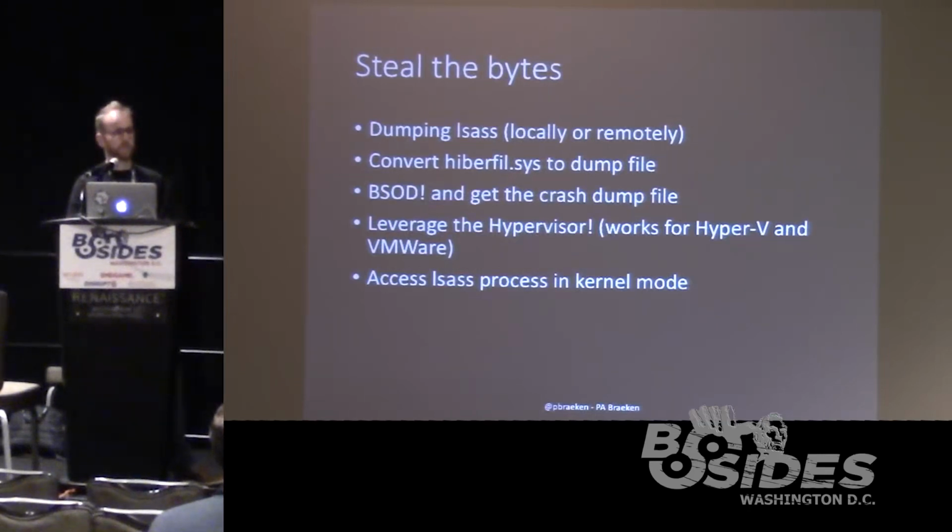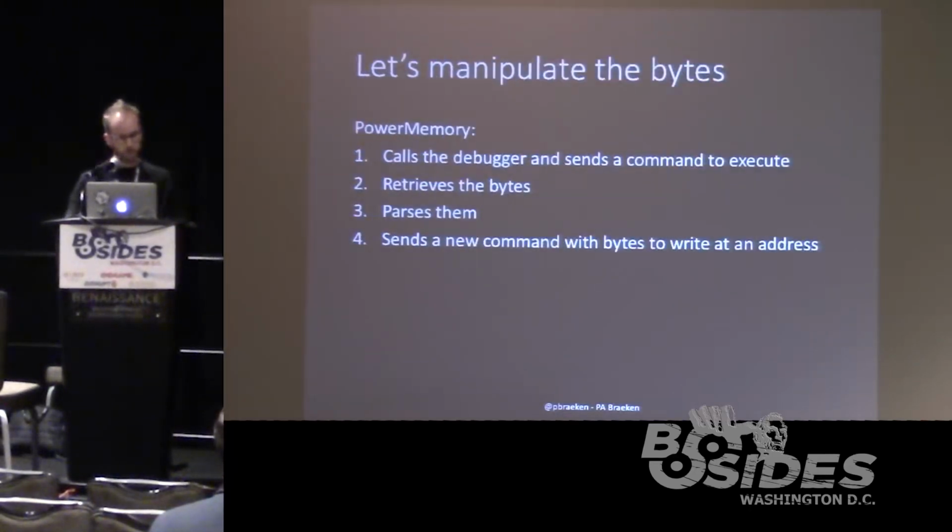You can also access the LSASS process directly if you have kernel mode access. So if you have kernel mode access, you don't need to dump that. You can directly steal the bytes. Okay, so Power Memory, what it does, it calls the debugger, sends to it a command to execute, then retrieves the bytes, and parses them very basically. When it has them, if it needs something else, it sends another command to inject, and launches it. And it can write to an address too, thanks to the debugger.